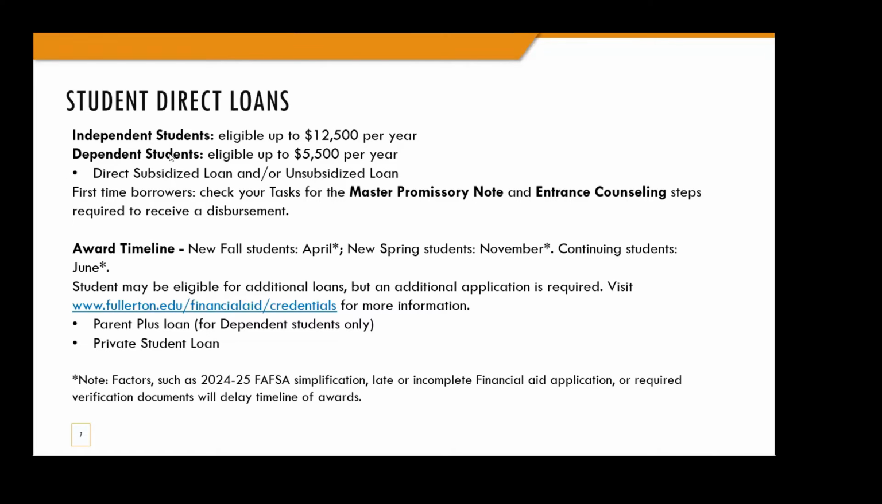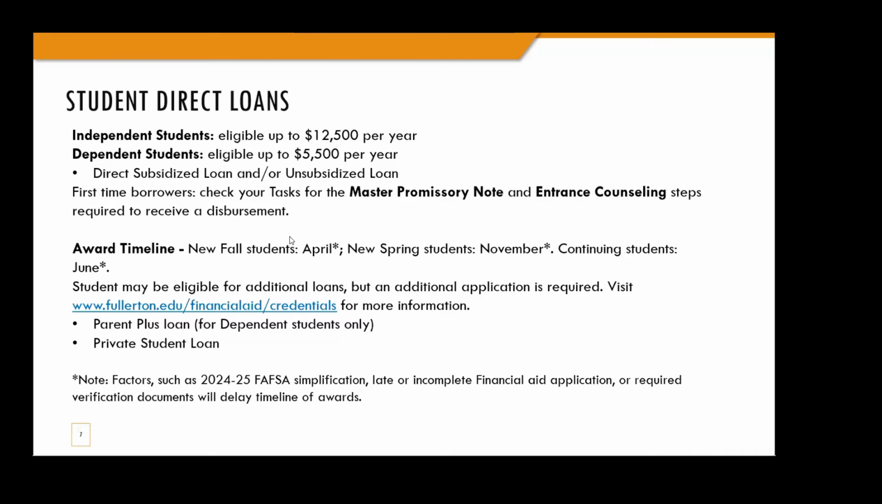And if you are a dependent student, which is primarily students under the age of 24, you're eligible for up to $5,500 a year. This could be a combination of subsidized and or unsubsidized loans. First-time borrowers, you would need to check your tasks on your homepage for the additional steps. There is a master promissory note and the entrance counseling that's required for you to receive a disbursement. So first-time borrowers, in addition to accepting a loan, if that's something you are interested in, you have to complete 2 additional steps in order to get a disbursement.